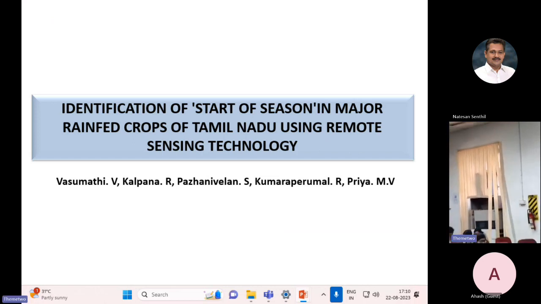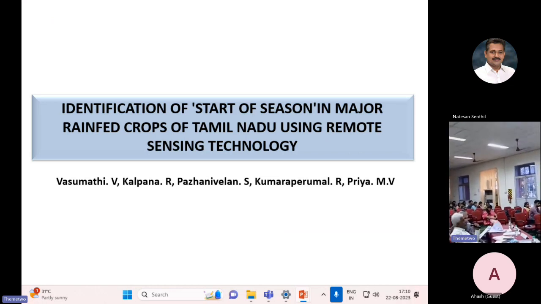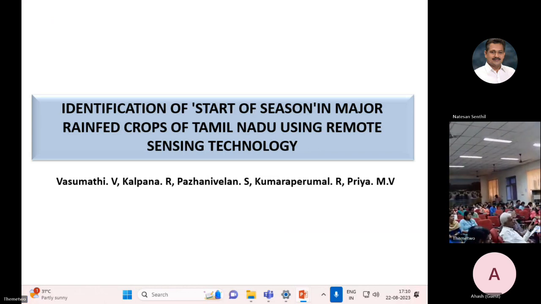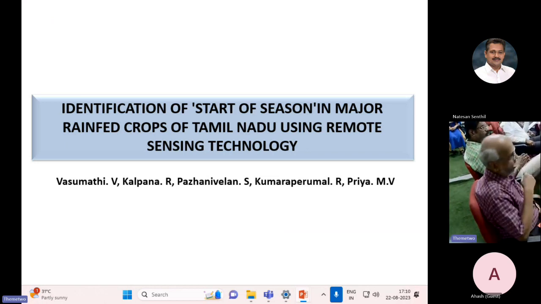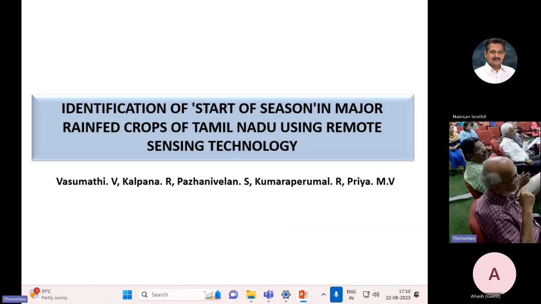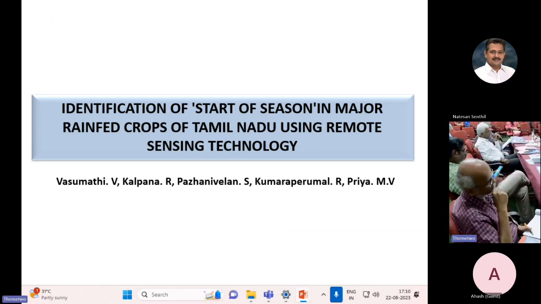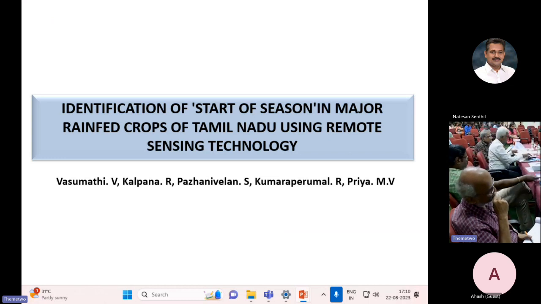They have identified the vegetation, how long the vegetation is present in the particular locations. We collected nearly 1,000 ground truth points, ma'am, all over Tamil Nadu, focusing only on rain-fed conditions. In that ground truth, we looked at how many months the vegetation is present.